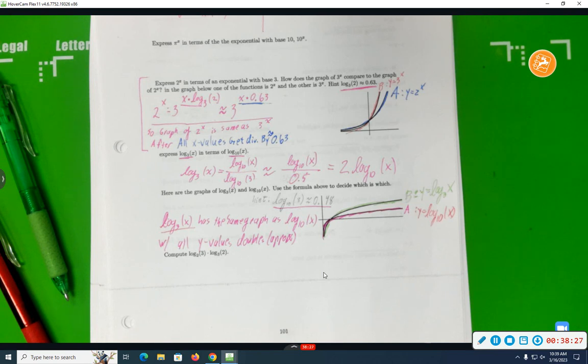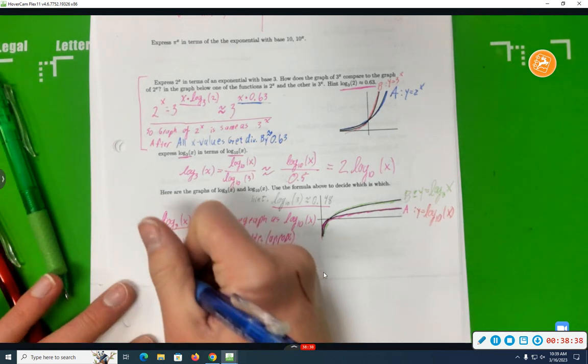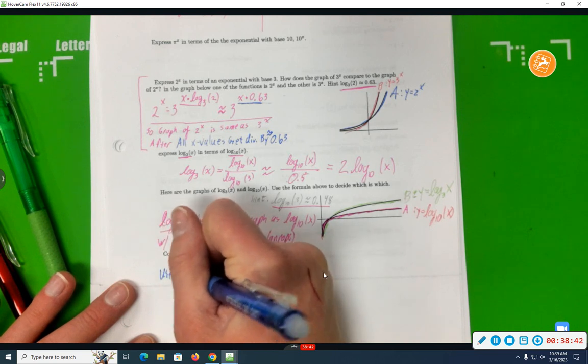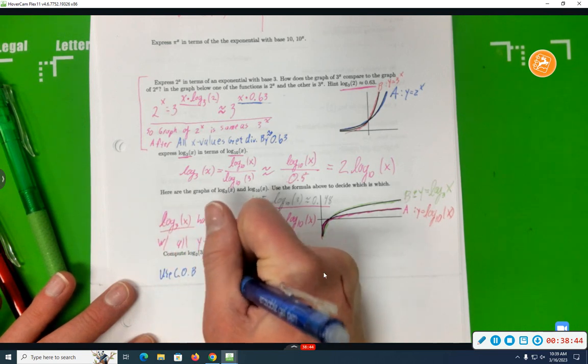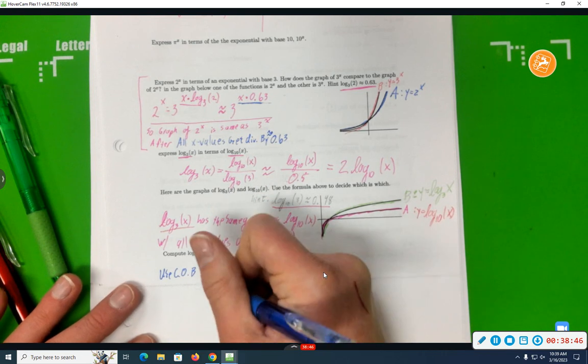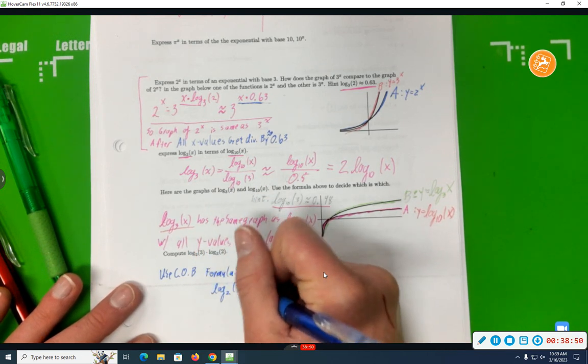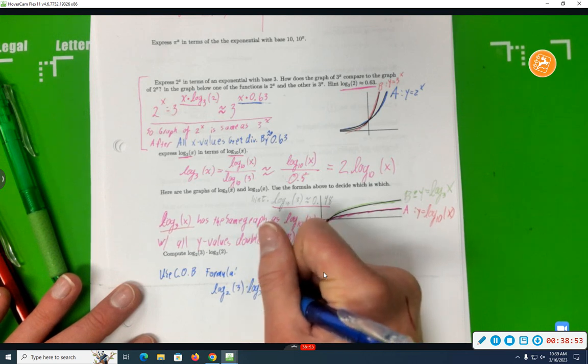Sure. Not the most efficient choice, but the change of base formula says it doesn't matter. Let's see what happens if we do this. And so let's use the change of base formula and see what happens. Log base 2 of 3 times log base 3 of 2.